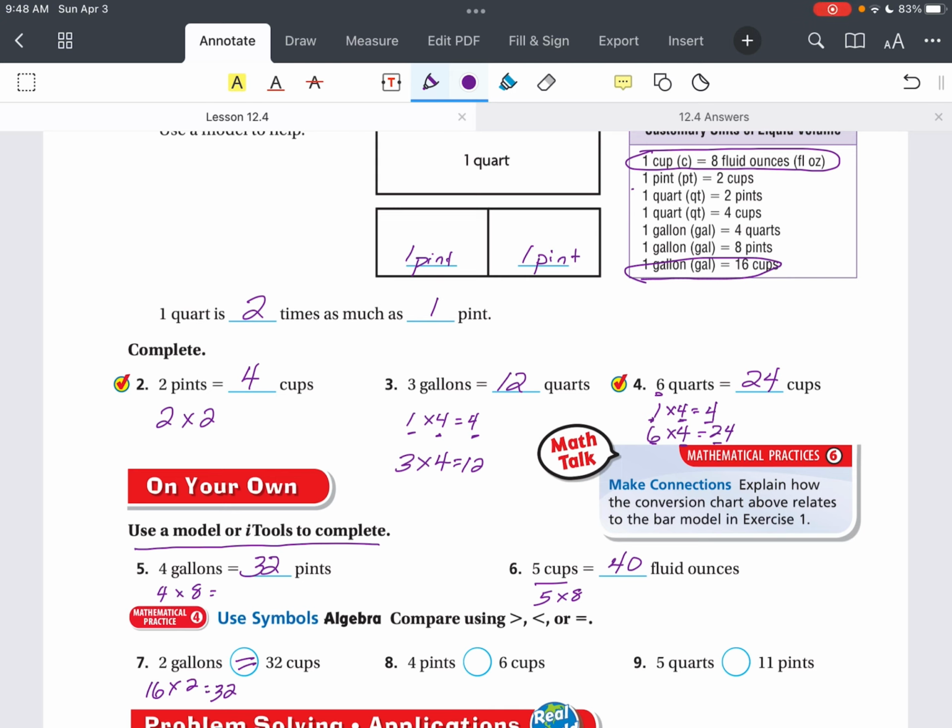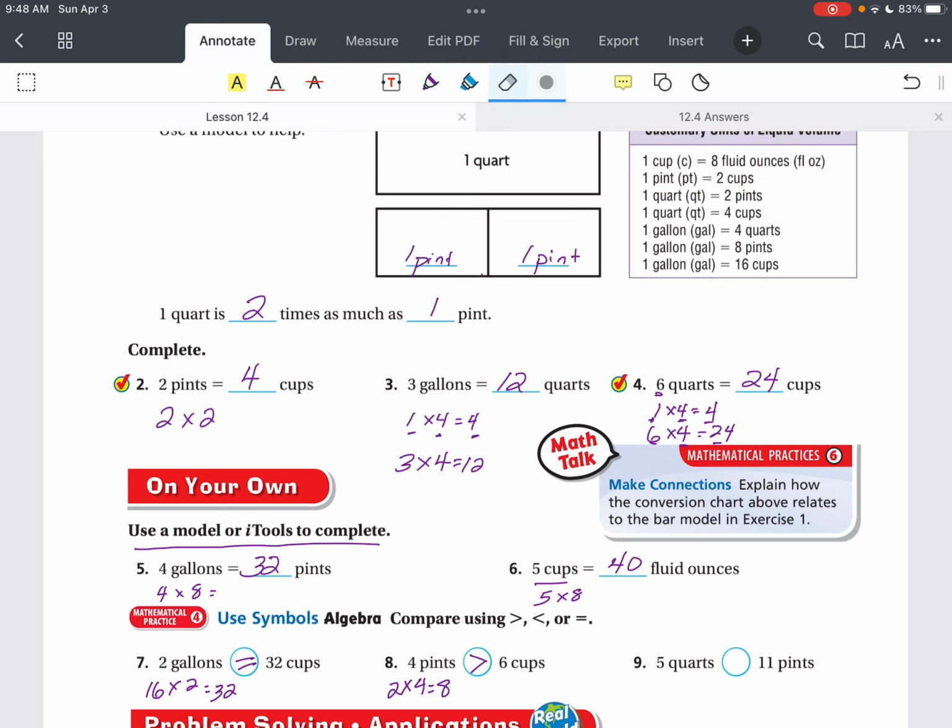Number 8, we have 4 pints compared to 6 cups. All right, well, let's see how many cups are in a pint. And here we have 1 pint equals 2 cups. So we've got 2 cups 4 times, and that equals 8 cups. So 4 pints is equal to 8 cups, and 8 cups is greater than 6 cups. So 4 pints is greater than 6 cups.